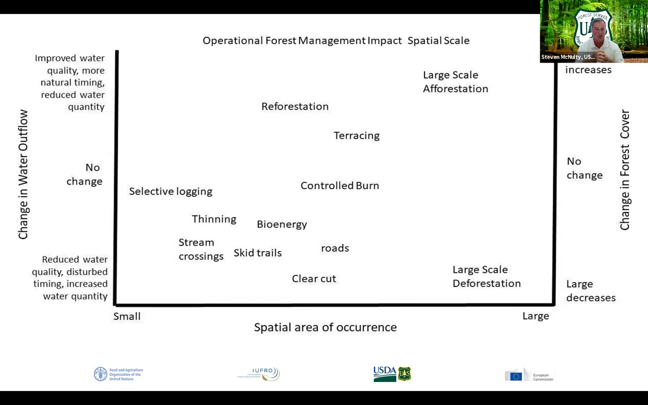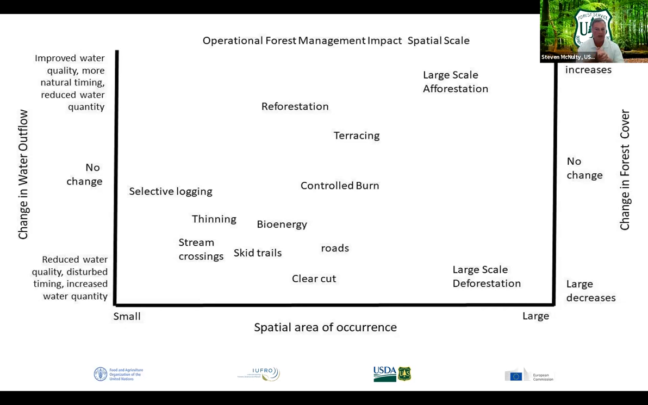Then as we look at the rest of this screen, it talks about selective logging, which is at a fine scale and may have no change, as well as a host of other types of activities that can occur on a landscape and will have varying levels of impact. The report goes into each one of these in much more detail.